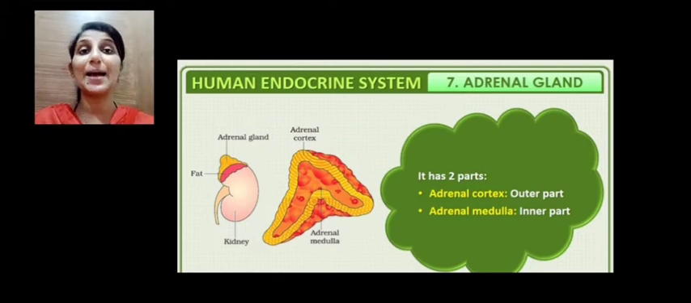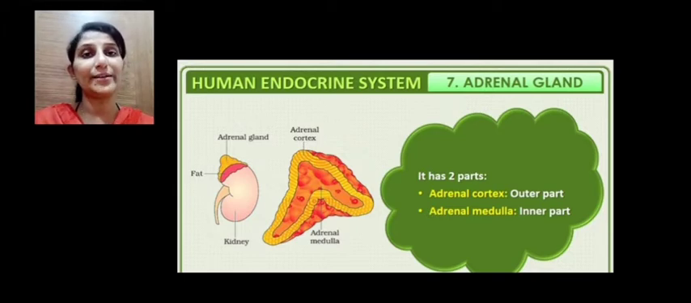There is a pair of adrenal glands in our body, and each is present on the top of each kidney, just like a cap over a kidney. So this is the position of the adrenal gland. Each adrenal gland has two portions. They are called the adrenal cortex, and the second part is called the adrenal medulla.